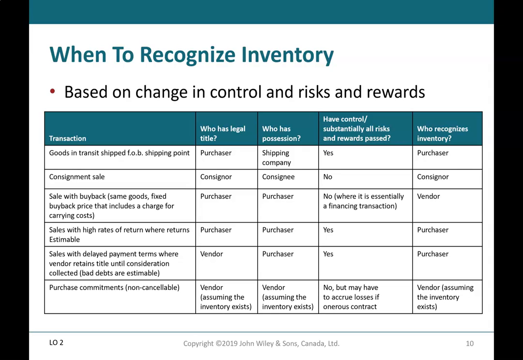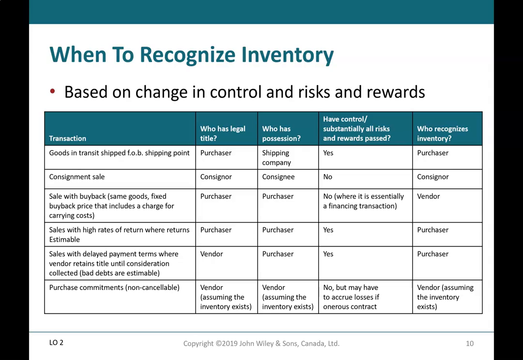Consignment sale. Who has legal title? Consignor. Who has possession? Consignee. Has control, substantially all risks and rewards passed? No. Who recognizes inventory? Consignor.